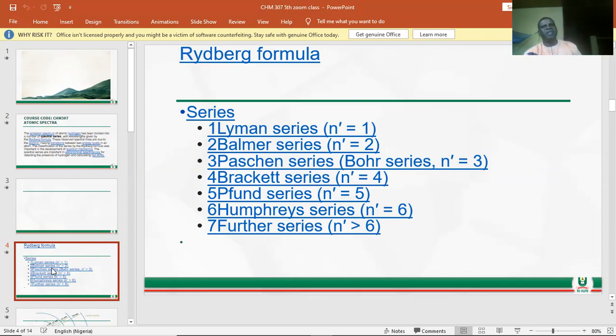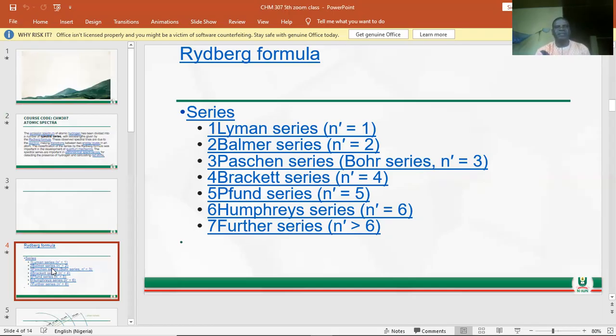Now, the Rydberg formula gave a series. The series, which is the slide that you can see before you now. You have the Lyman series, the Balmer series, the Paschen series, or in some books you see it as the Bohr series. The fourth is the Brackett series. The fifth is the Pfund series, the Humphreys series, and the Hansen series.